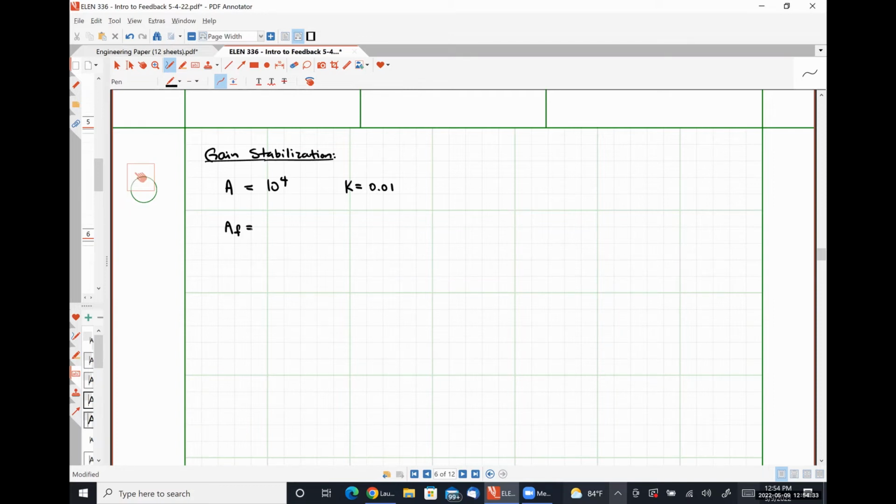Our closed loop gain AF, and I'm going to call this AF1 because we're going to do another example in a moment, is given by A over 1 plus KA in a negative feedback system, which would look like 10 to the 4 divided by 1 plus 0.01 times 10 to the 4, or 99.010. So observe very easily here that the application of negative feedback serves to reduce the system gain for the closed loop gain.